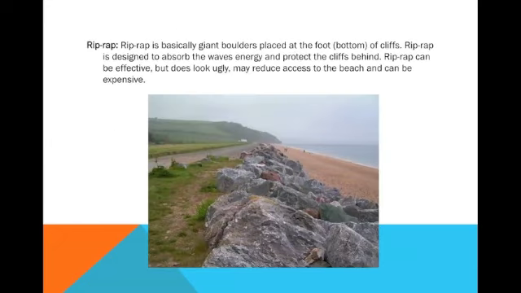Okay, so what are some coastal defense methods? Riprap. Riprap is basically giant boulders placed at the foot, so at the bottom of cliffs. They are designed to absorb the waves' energy and protect the cliffs behind. Riprap can be effective, but it does look ugly and may reduce access to the beach and can be expensive. So basically you put these giant boulders of rock here where the cliff starts. It's ugly, but it works, and it's expensive too.